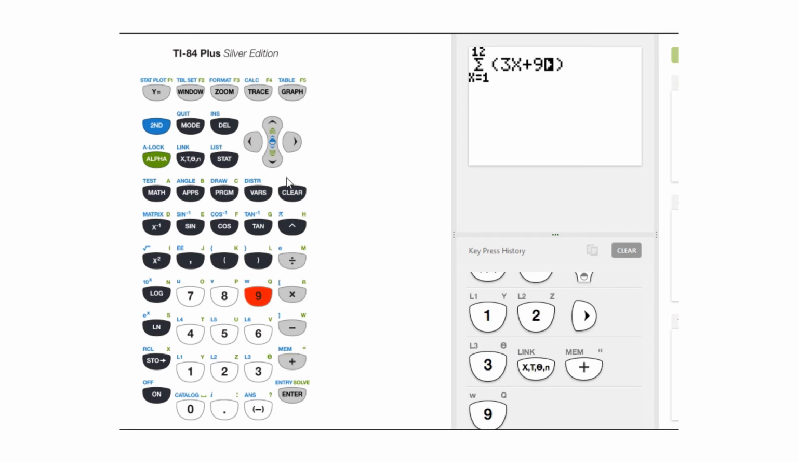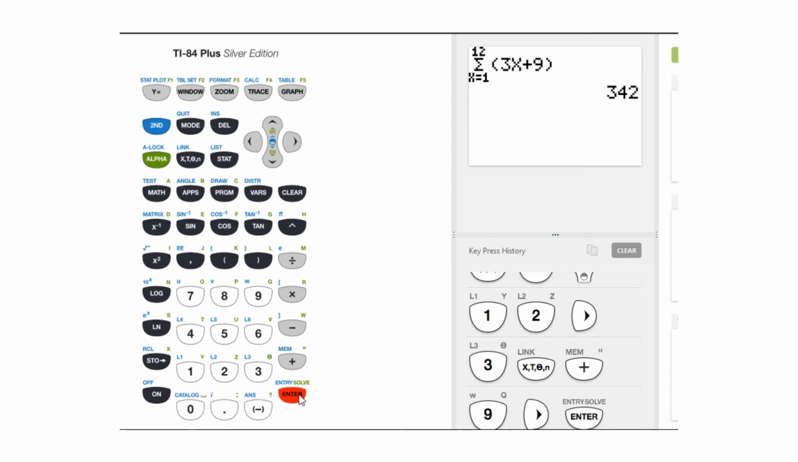And I'm going to take my cursor and move it past that parentheses to let it know I have put everything I intend to put in there. So I've got sigma, above it 12, below it x equals 1. I'm substituting x for k. And then in my formula, I've got 3x plus 9. I'm going to hit enter.